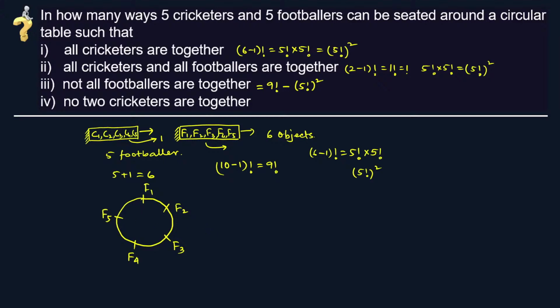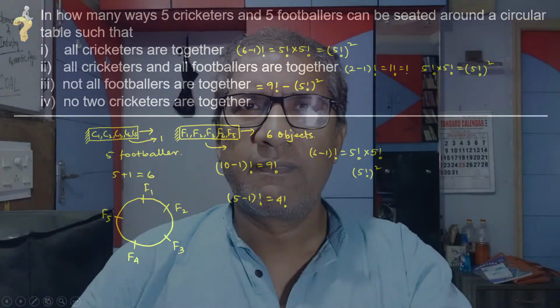So these 5 footballers can arrange among themselves in 5 minus 1 factorial, that is factorial 4 ways. Because when you are putting those footballers, there is no starting point, so it's a circular permutation. And in circular permutation, a total of 5 objects can be arranged around a circular table in 5 minus 1, that is factorial 4 ways.